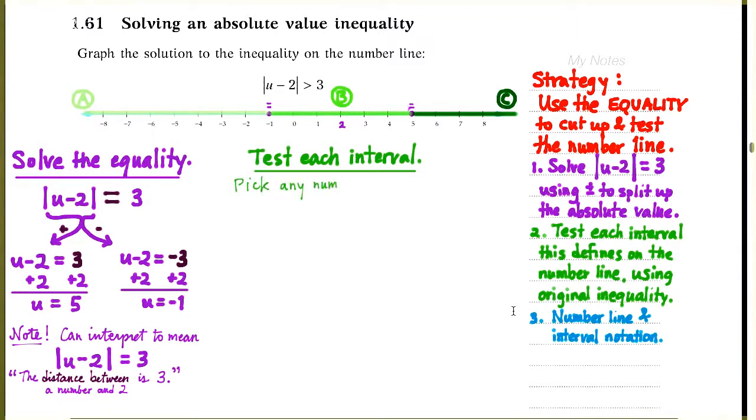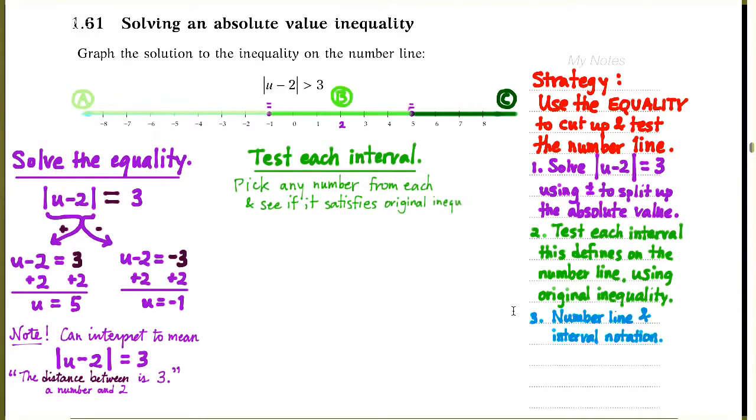And the name of the game is going to be to go into each one of those intervals and pick a number, any number at all. As convenient as you want it to be, as long as it's in the interval that you're testing, and plug it back into the original inequality that we were trying to solve. If it satisfies the original inequality, if it makes a true statement, then we're going to include that entire interval as part of our solution. If it doesn't, then we're going to exclude that entire interval from our solution.